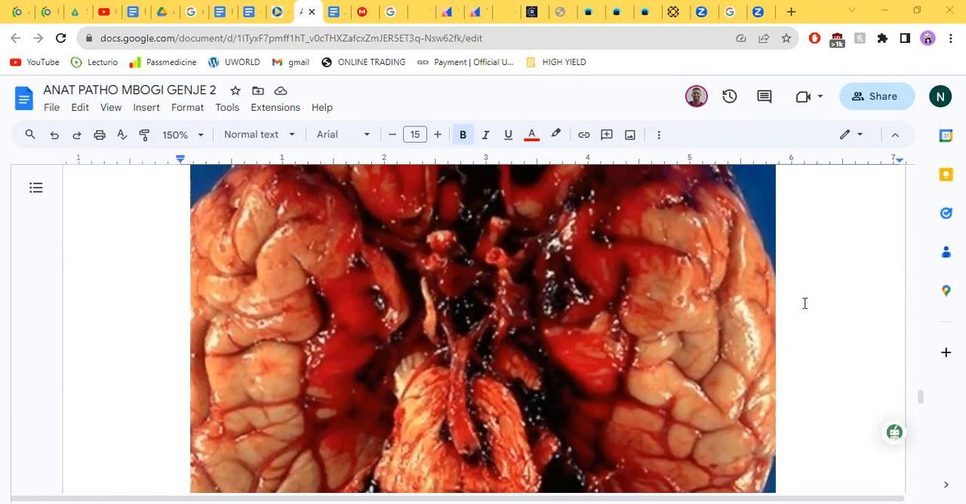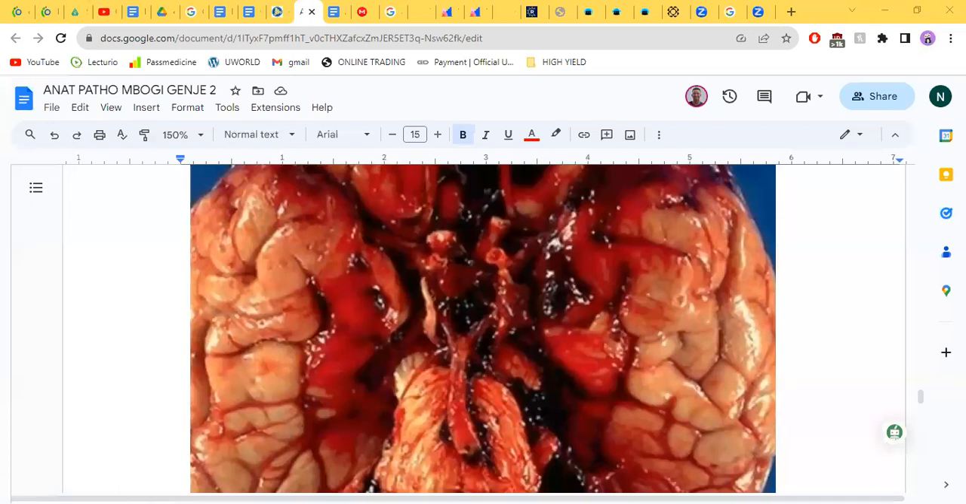So what could be our diagnosis? Hemorrhage at the brain, at the base of the brain, yeah. So what could be our diagnosis? A berry aneurysm.